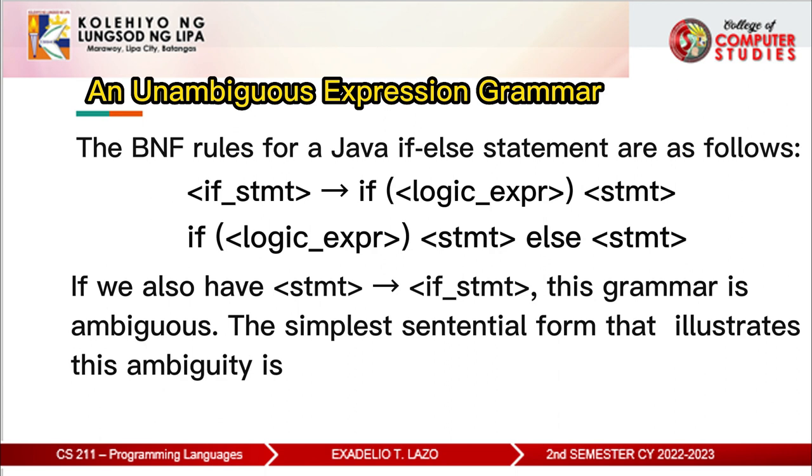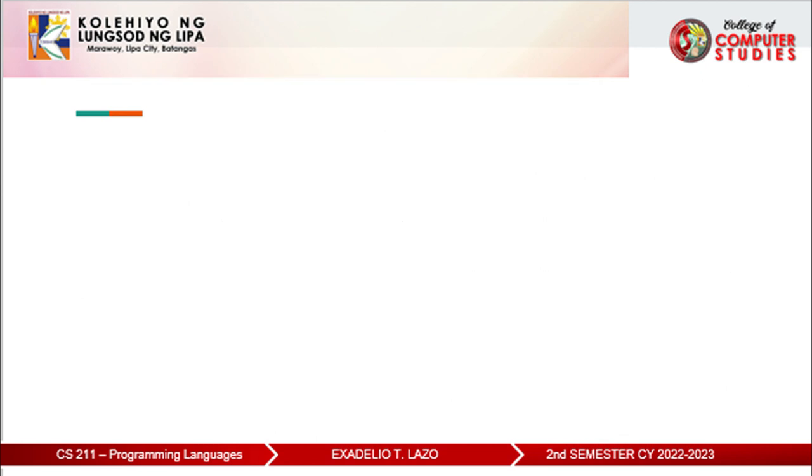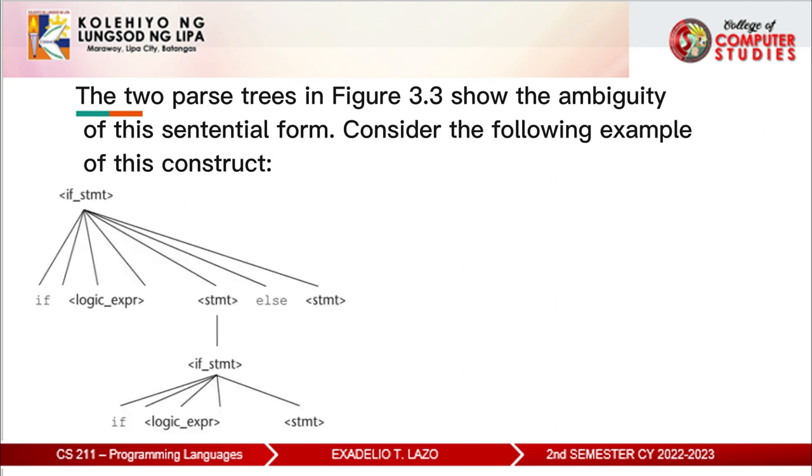The simplest sentential form that illustrates this ambiguity is if (<logic_expr>) if (<logic_expr>) <stmt> else <stmt>. The two parse trees in figure 3.3 show the ambiguity of this sentential form. Consider the following example of this construct.